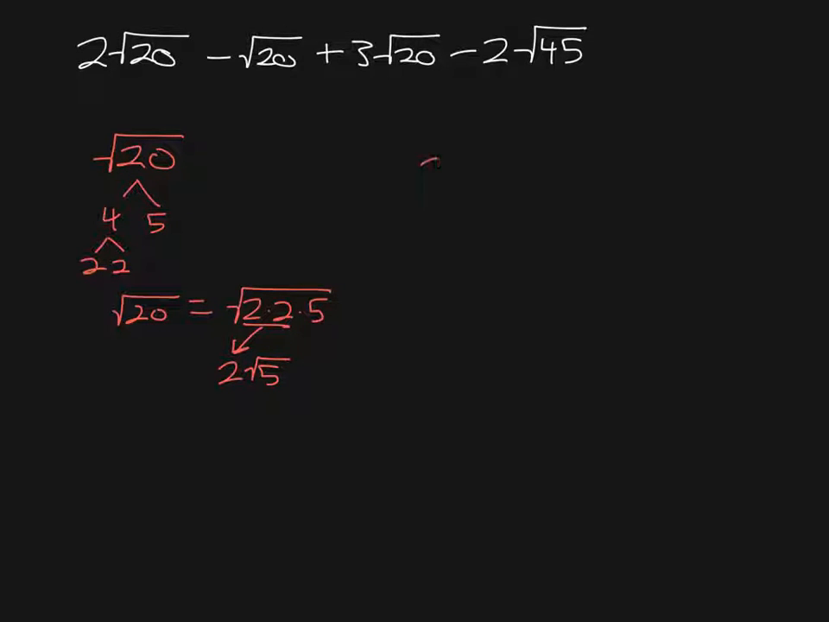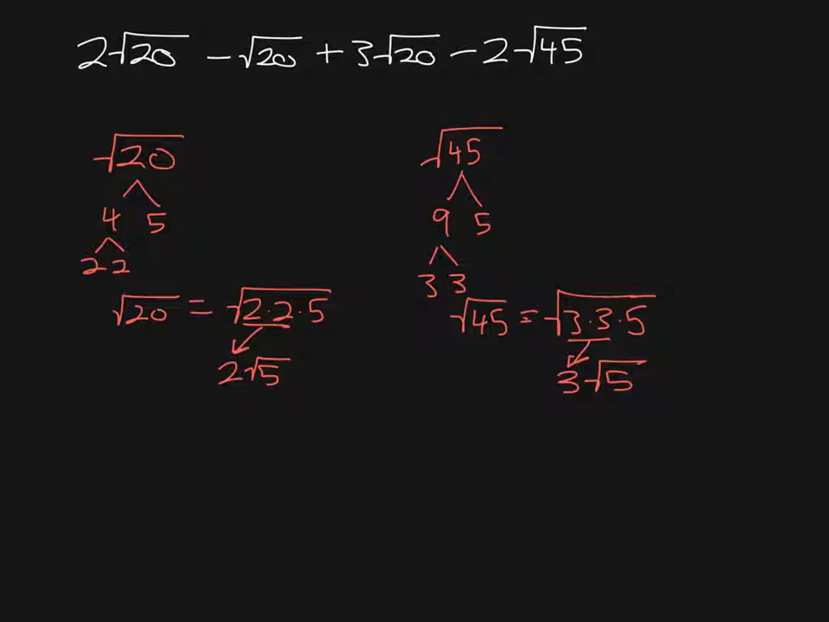I'm also going to do that for the square root of 45. I know I can do 9 times 5 to make 45, and 3 times 3 makes 9. So the square root of 45 becomes the square root of 3 times 3 times 5. Again, because I have this pair here, 3 times 3 is 9. The square root of 9 is 3. 3 root 5. So now, everywhere I see a root 20, I'm going to replace it with 2 root 5. And everywhere I see a root 45, I'm going to replace it with 3 root 5.